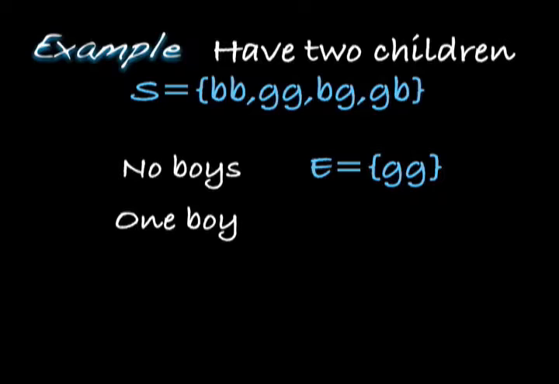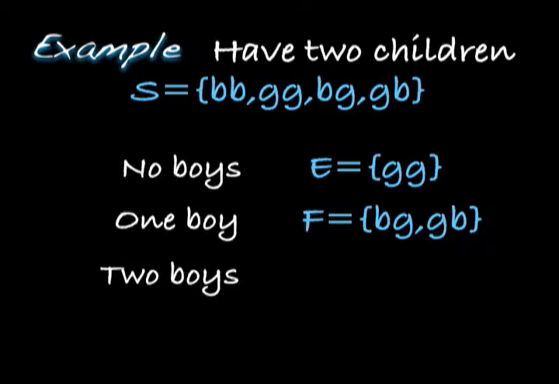The event of having 1 boy. We look at the sample space and determine which events are associated with having 1 boy. BG and GB. There are two outcomes associated with having one boy. The first being having a boy first and a girl second. The second outcome being having a girl first and a boy second, both of which mean you have only one boy.